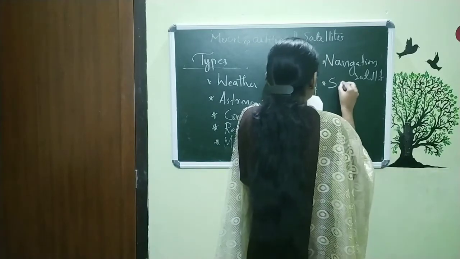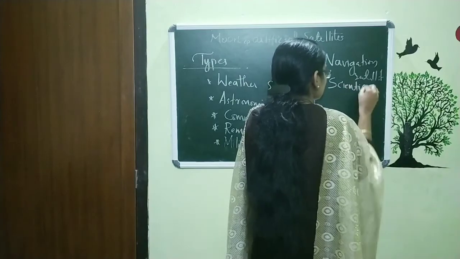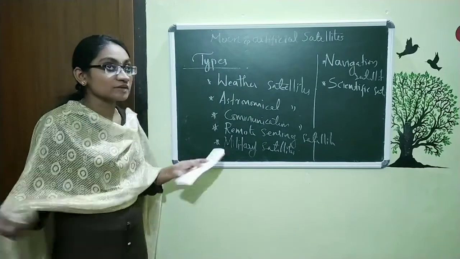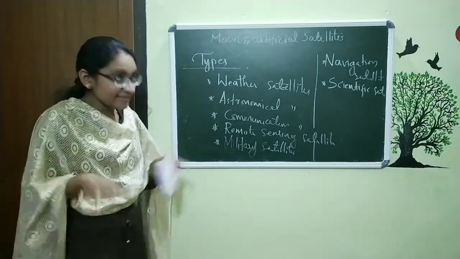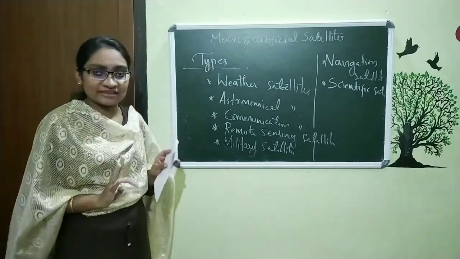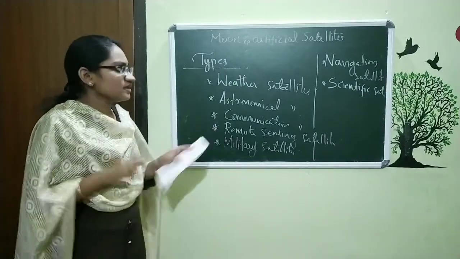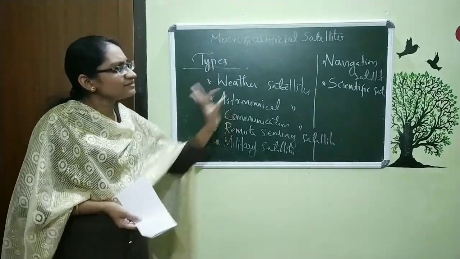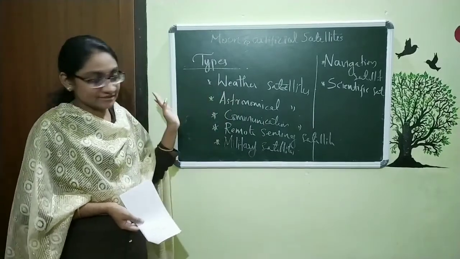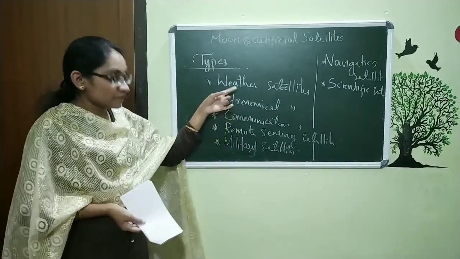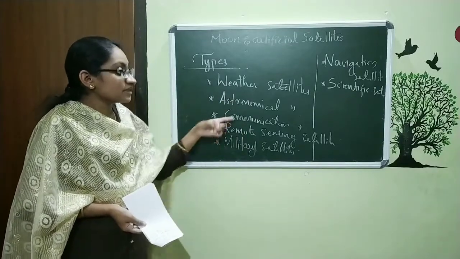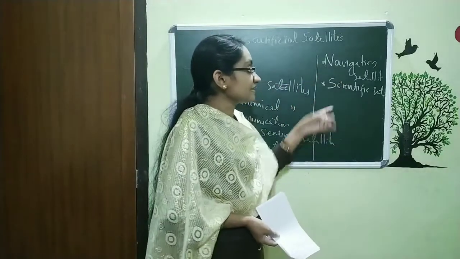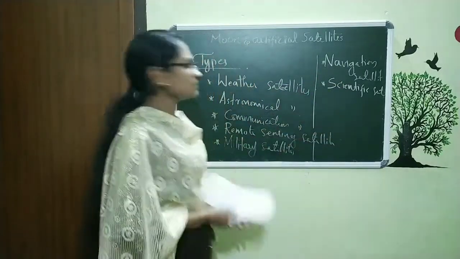The next is scientific satellites. Scientific satellite means we are using that satellite for scientific knowledge. To understand about the universe, we send some satellites. That's what scientific satellites are. So these are some of the types. More types are there, but you just want to remember four or five names. These are the types of satellites: weather satellite, astronomical satellite, communication satellite, remote sensing satellite, military satellites, navigation satellites, scientific satellites.